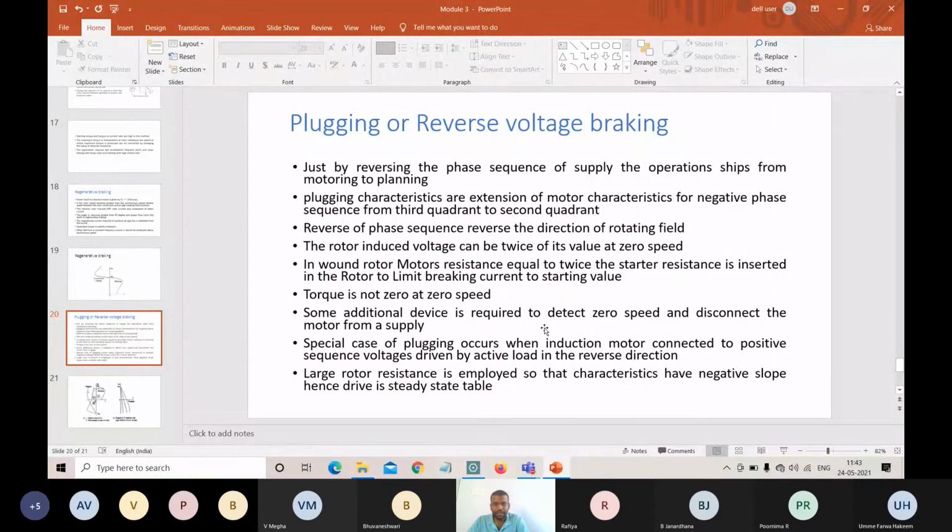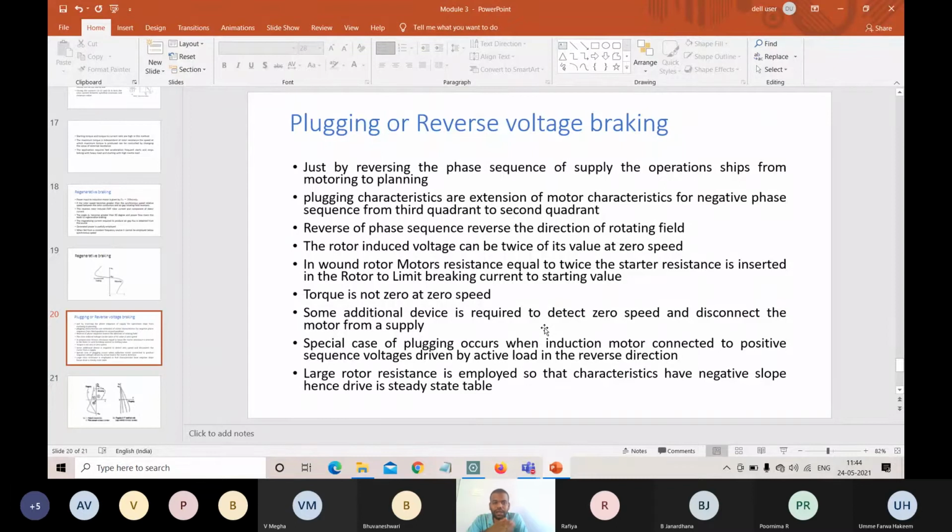So by interchanging, the operation shifts from motoring to plugging. Here the plugging characteristics are an extension of the motor characteristics, and for negative phase sequence it goes from the third quadrant to the second quadrant. You will now study in the first unit, first module, the different four quadrant operations.